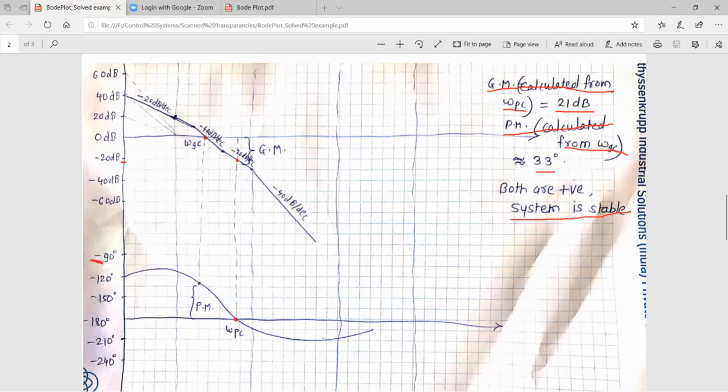It might happen in some problems that phase margin is infinity, or phase margin is 90 degrees, or gain margin is infinity. It might be anything. As long as it is positive, the system is said to be stable.